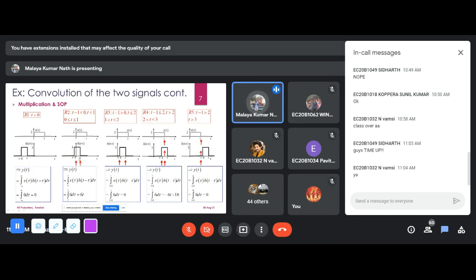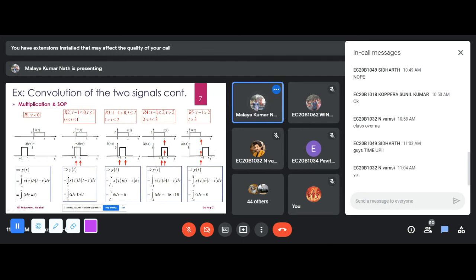Now in the second case, region 2, that means 0 to 1. So what will happen? y of t is equal to the integration of x of tau h of t minus tau d tau. In this case, this limit will be from 0 to t. That means during this region only partial overlapping is occurring, so that is 0 to t. If we perform the integration, it will give rise to 6t. That means this is a linearly increasing signal with respect to time. It is linear, and no intercept is present.